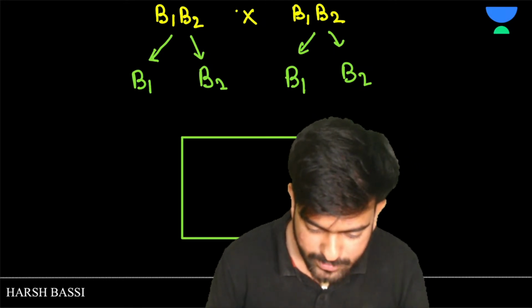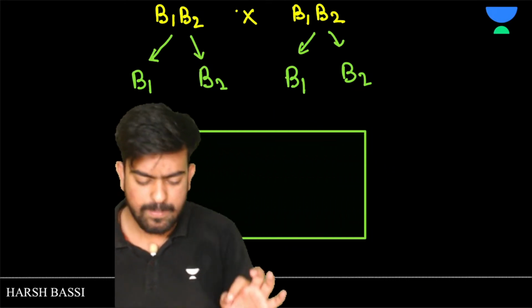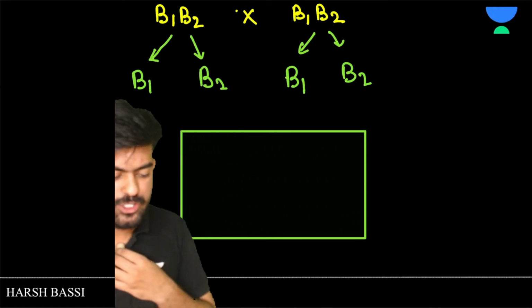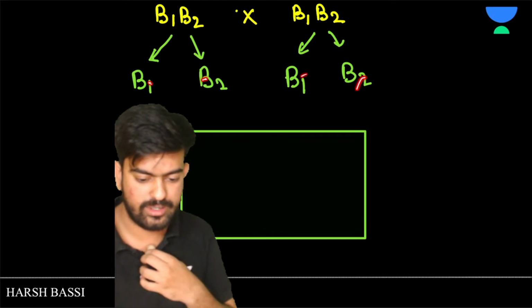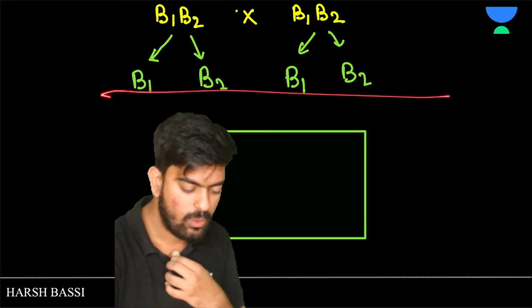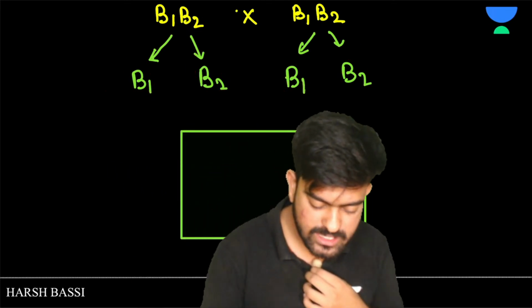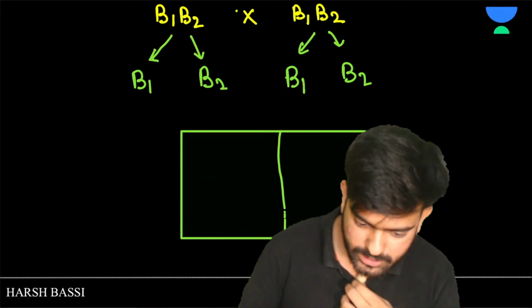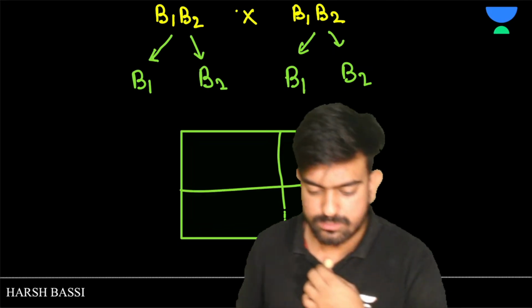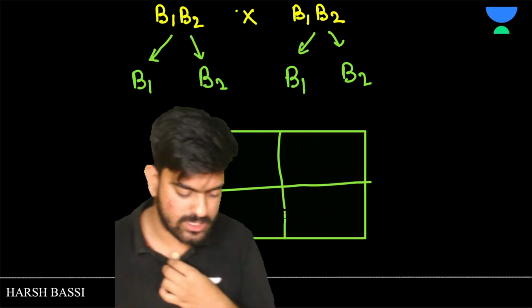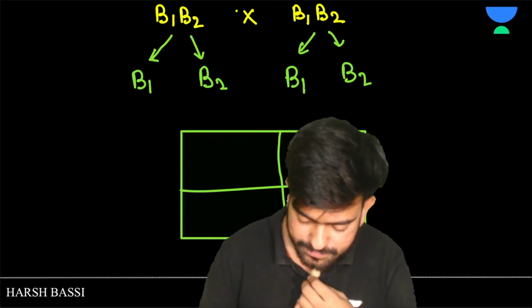How can we make the Punnett square? A very simple idea. How many gametes can you see? 1, 2, 3, 4, right? 4 gametes are visible. So, what you do is make the 4 boxes. Clear? Now, arrange these gametes here.